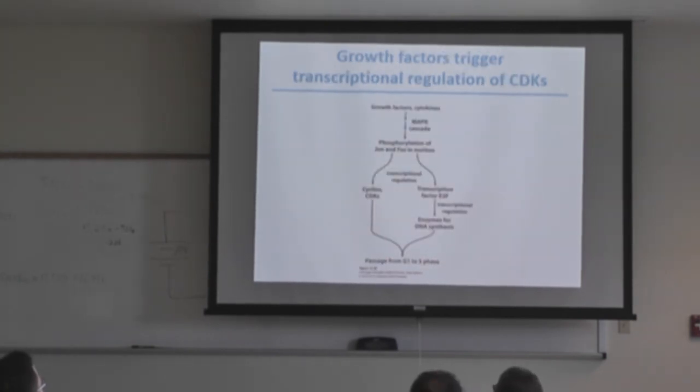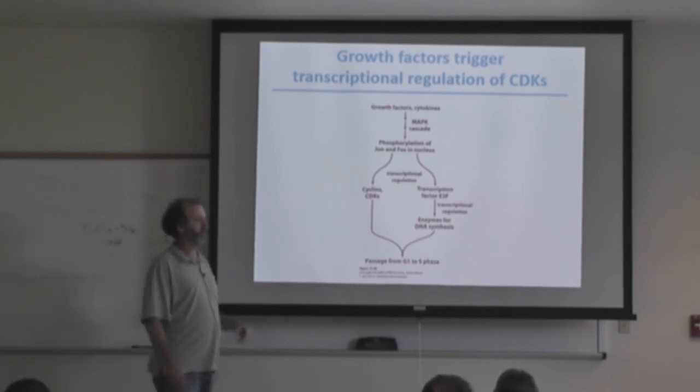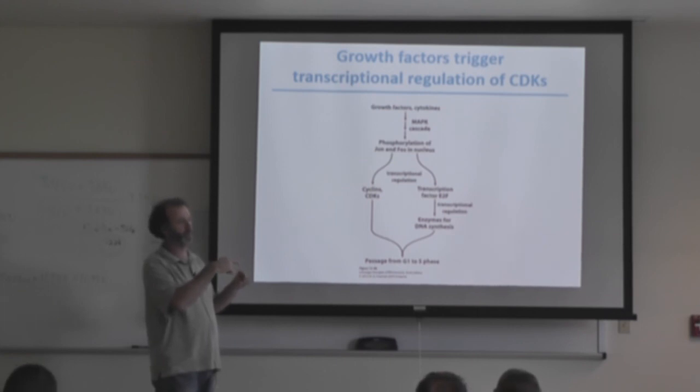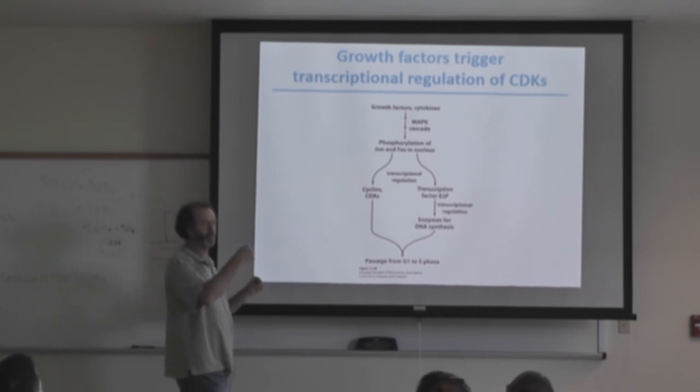So growth factors will trigger transcriptional regulation of CDKs. Growth factors will cause a MAP kinase cascade. I could show you those. The MAP kinase cascade: MAP kinase will phosphorylate MAP kinase. Have you seen those cascades where you end up with MAP kinase after MAP kinase?